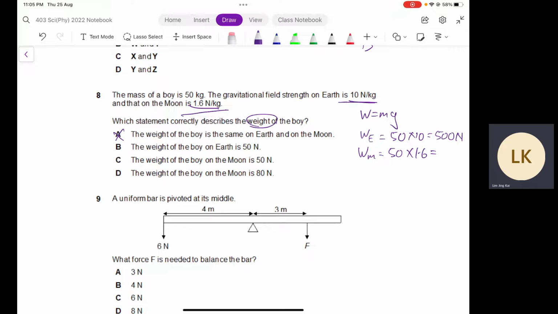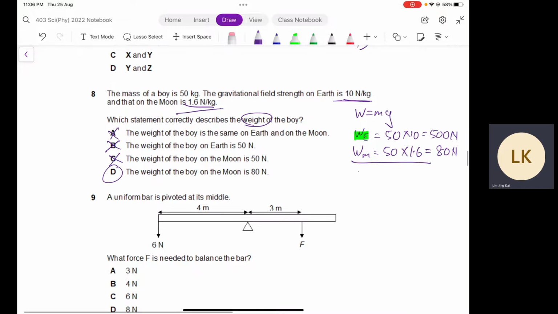The weight of the boy on Earth is 50 newtons. As you see from what we have calculated here, it is not true at all. The weight of the boy on the moon is 50 newtons. If you look at my second step here, you know that it is definitely wrong because 50 times 1.6 is not 50. It will actually give us 80 newtons. So the answer is actually D, 80 newtons.